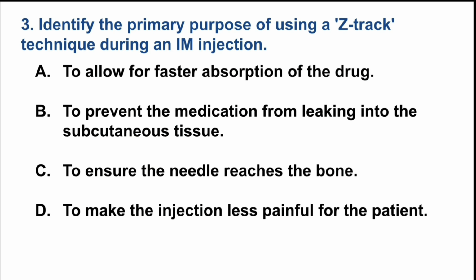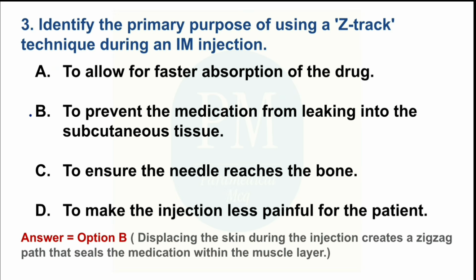Identify the primary purpose of using a Z-track technique during an IM injection. Option A. To allow for faster absorption of the drug. Option B. To prevent the medication from leaking into the subcutaneous tissue. Option C. To ensure the needle reaches the bone. Option D. To make the injection less painful for the patient. The correct option is option B. To prevent the medication from leaking into the subcutaneous tissue.